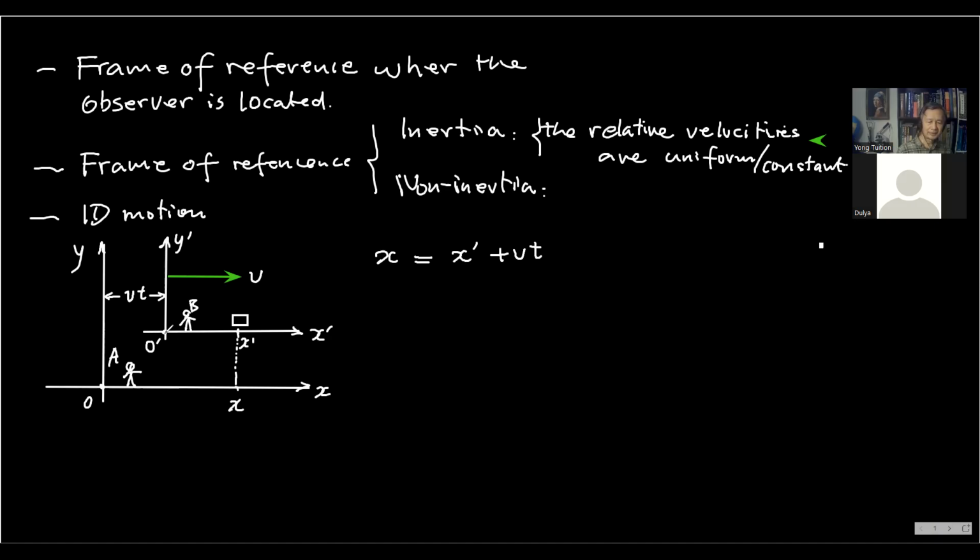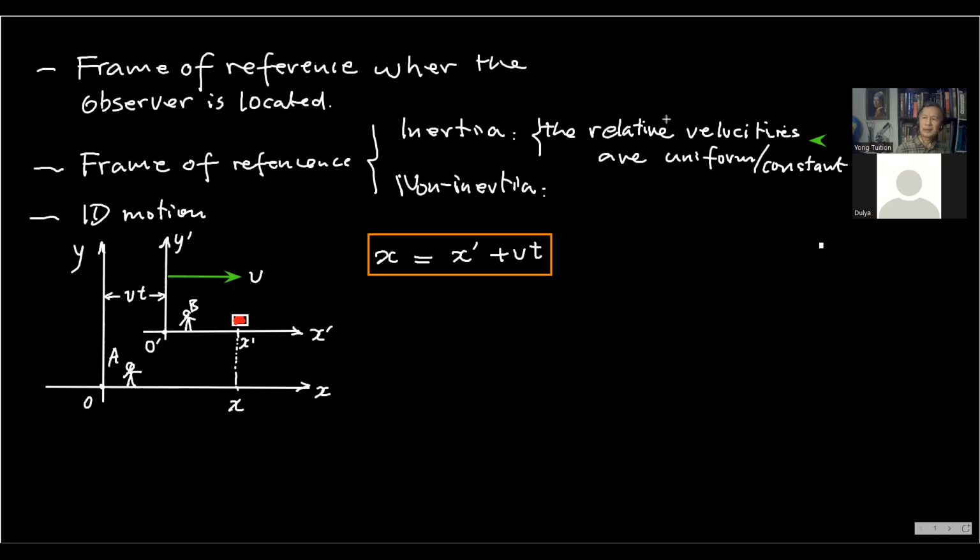Can we call this the object? Can you see? This object is moving, and its position measured by observer B is x prime, but its position measured by observer A would be x. Can you see this simple relation between these two coordinates, the X coordinate? It's just simple geometry.